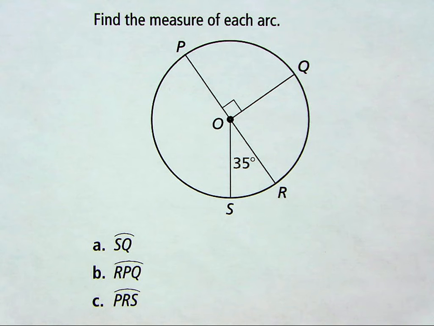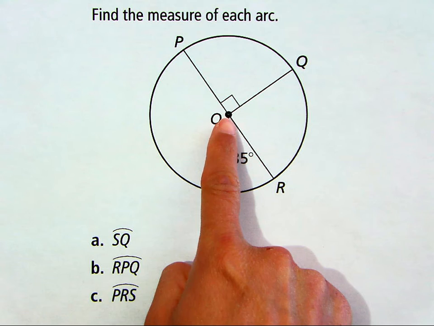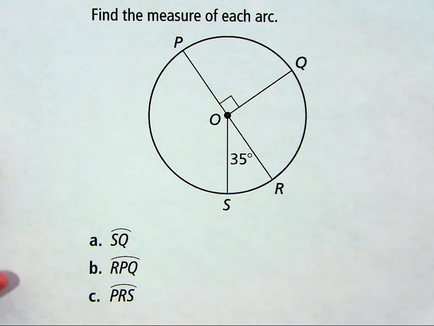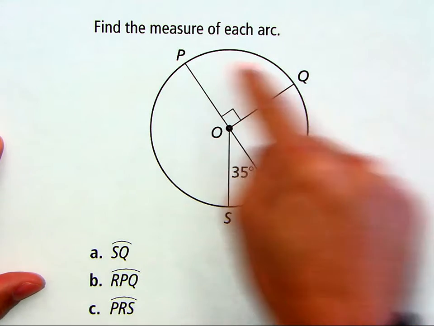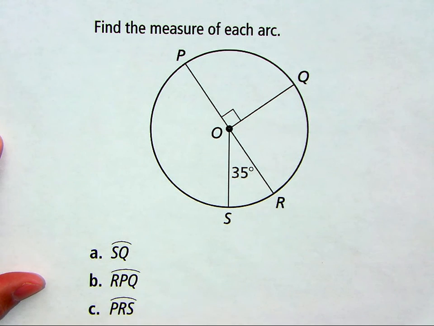Hey, welcome back. We're going to talk more about arcs and measuring the arcs on a circle. So here we've got circle O, and we've got 4 points on its circumference, point P, Q, R, and S.